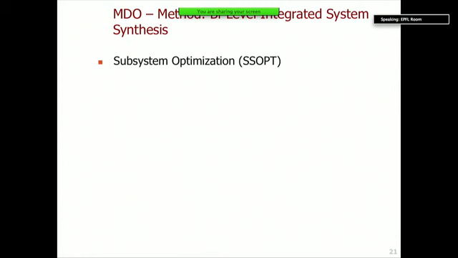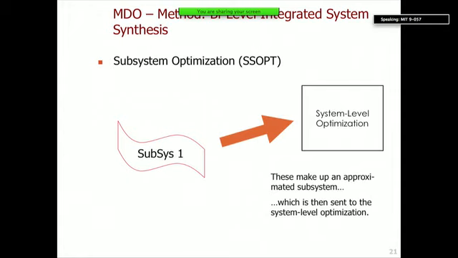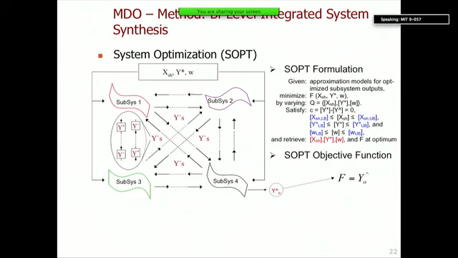Everything's fine, thanks. Okay. So what we have now is essentially these subsystem approximations, and now we can use them for system-level optimization. So now let's look at the system-level optimization. That's essentially given approximation models for optimized subsystem outputs.